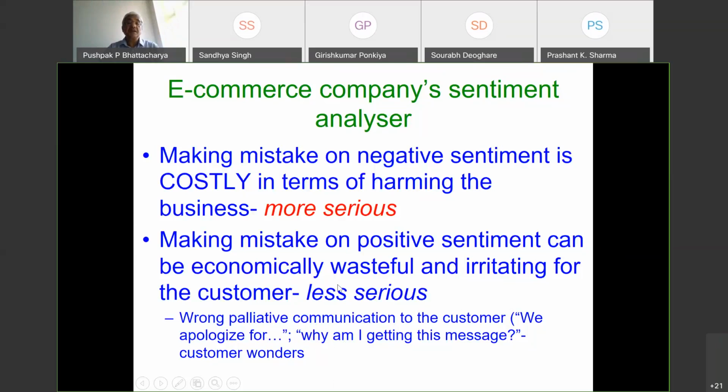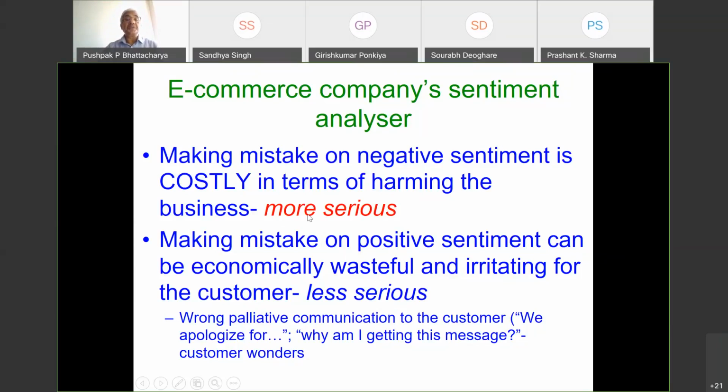Because it is a mistake situation. We are making a mistake on the positive sentiment. When the sentiment was positive, we labeled this as negative. And therefore, we have sent an apology message to the customer, and the customer wonders why I am getting this message. But this is not very harmful. In the long run, it can be harmful. The customer may become suspicious of the intelligence of the company.